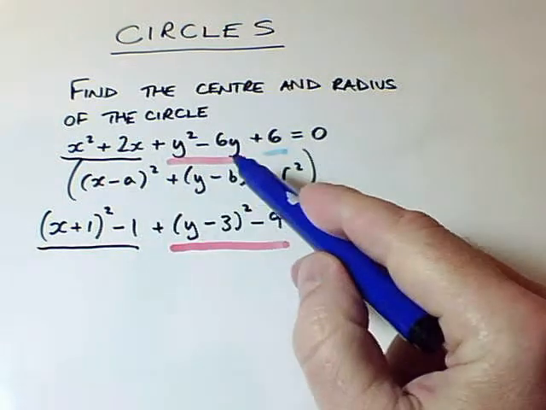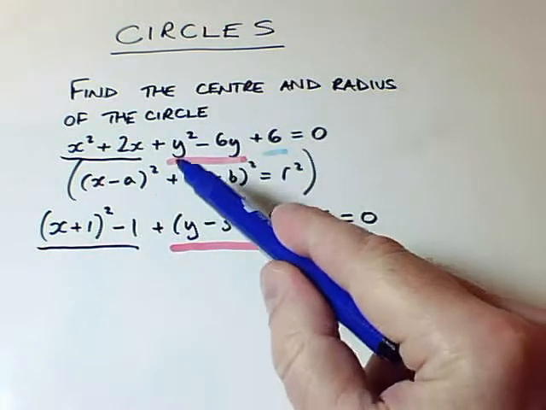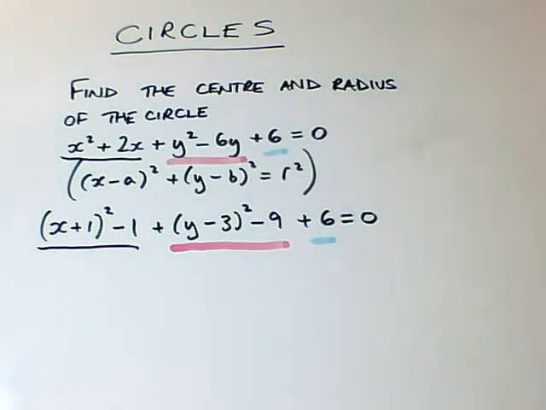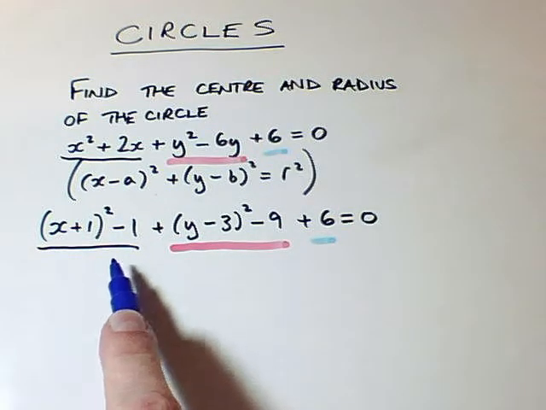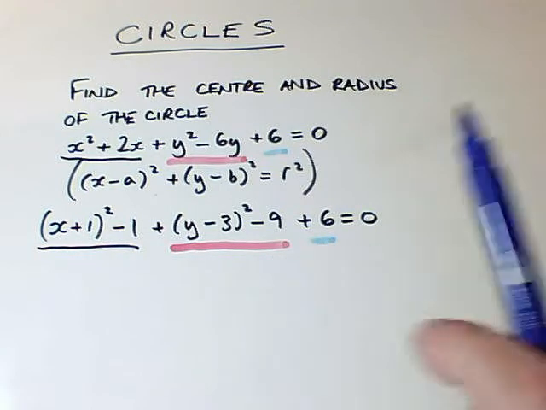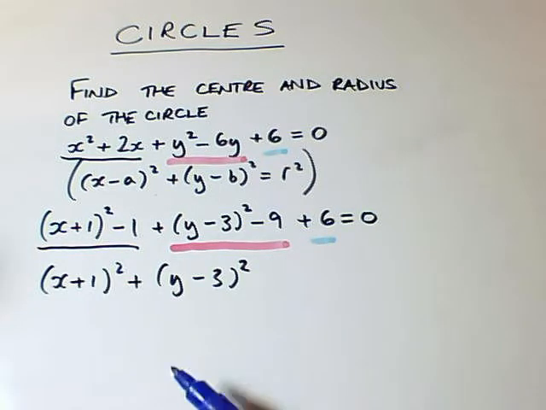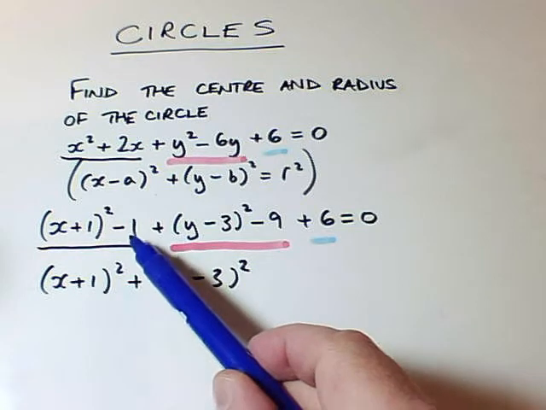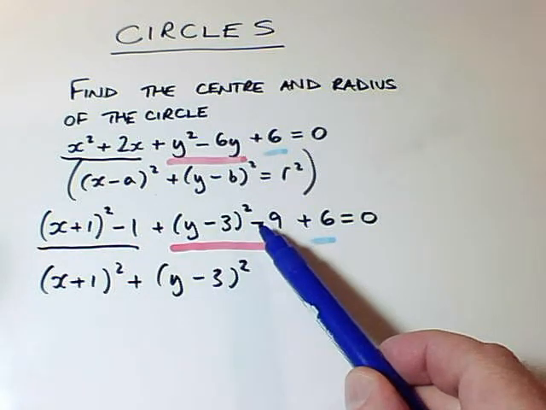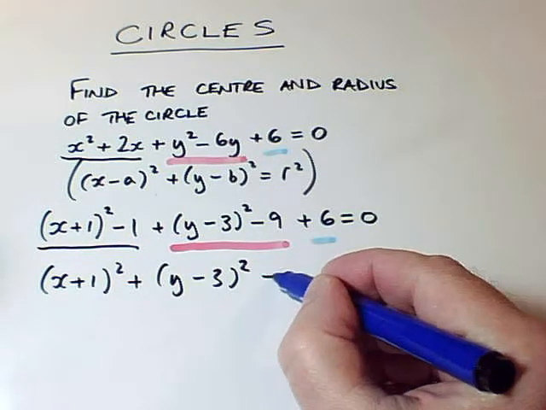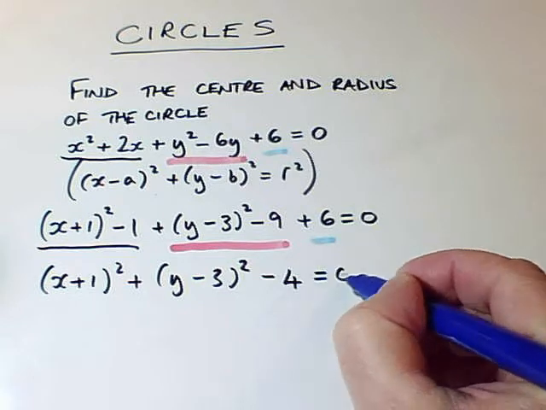You may find this kind of colour coding helpful just to make sure that you've dealt with each part of the equation correctly. So now all I've got to do is deal with my constants: minus 1, minus 9 and plus 6. So here are my two squared brackets. Minus 1, minus 9 is minus 10, plus 6 ends up as minus 4, equals 0.